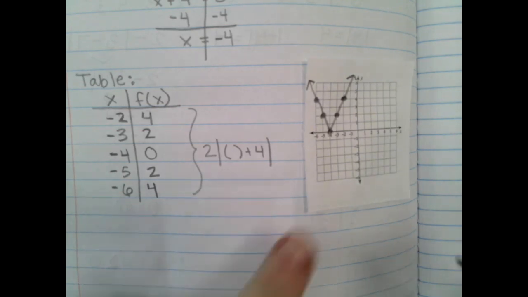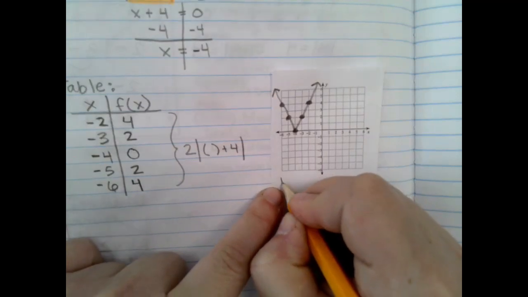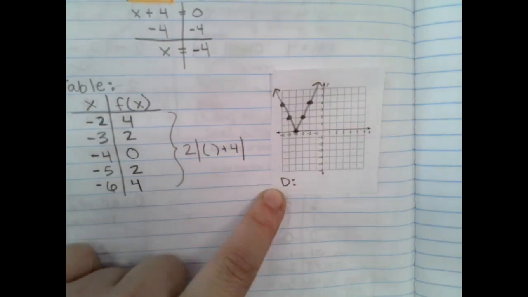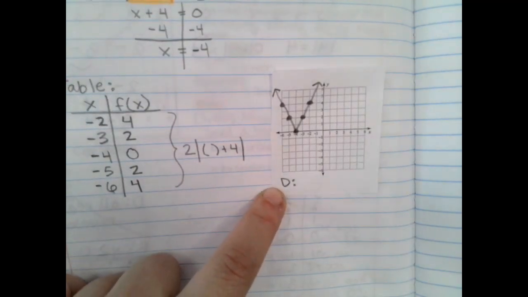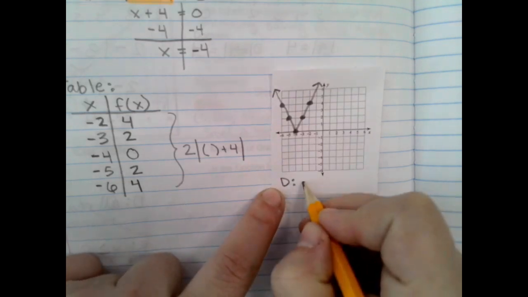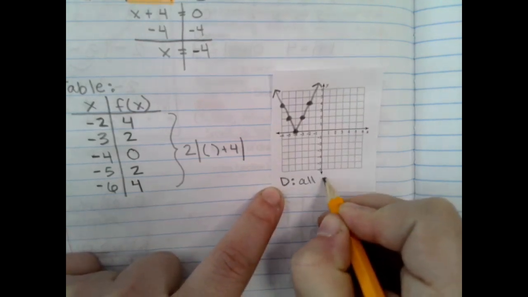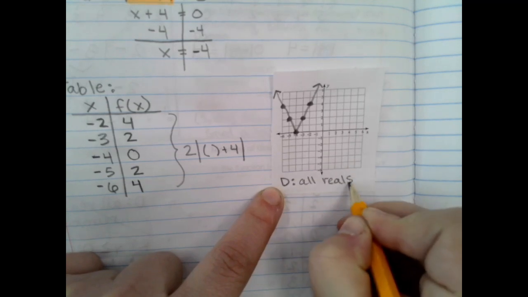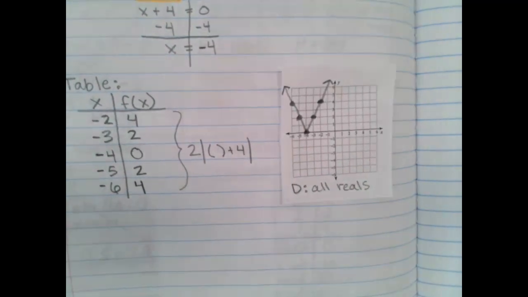All right, for our domain, is left and right. Will this graph keep going left, left, left, and right, right, right? Yep, so all real numbers. When Miss Morrell gets a little lazy, I just write all reals. Good enough. You know what it means.